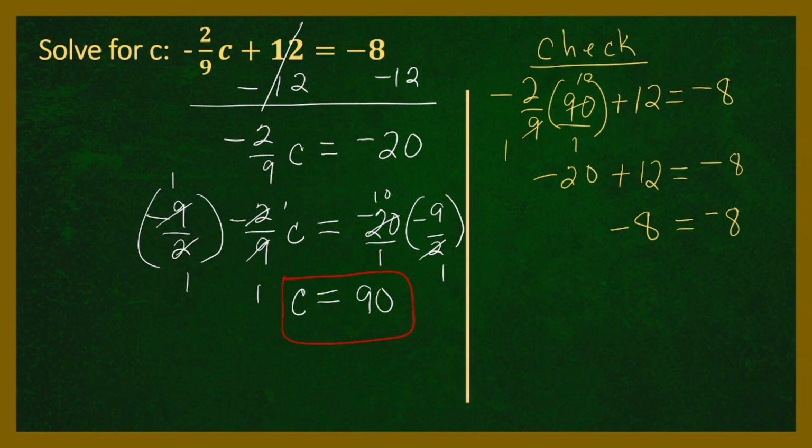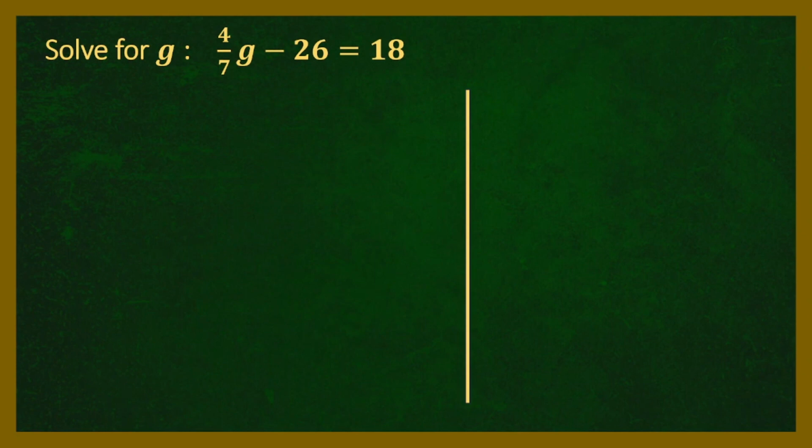Okay, now let's move on to our final equation. We are going to solve for G in this equation. 4 over 7G minus 26 is equal to 18. First, we're going to start by moving our numbers to the right side of the equation. And here we're going to add 26 to both sides.